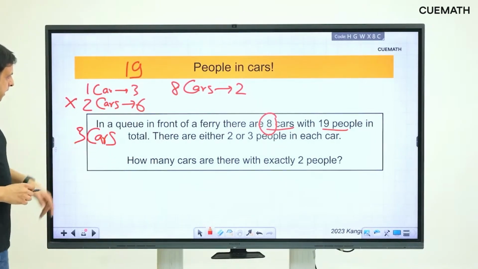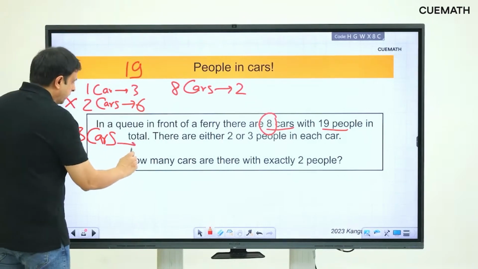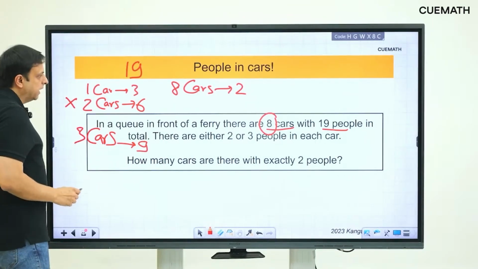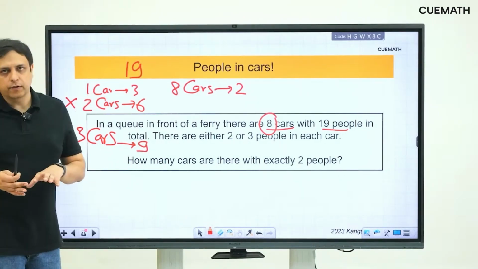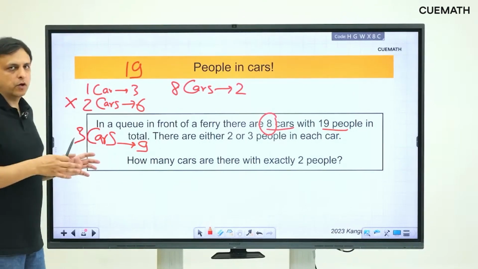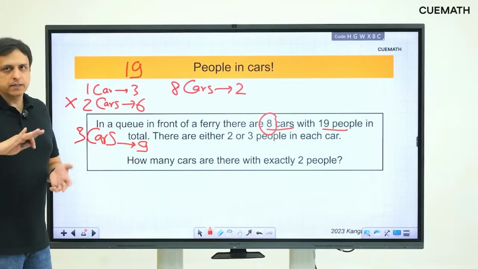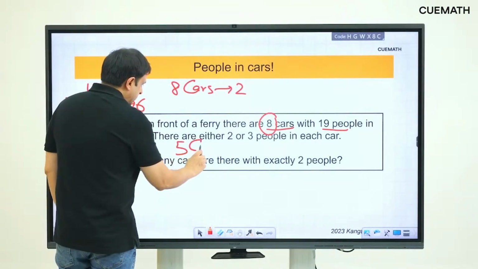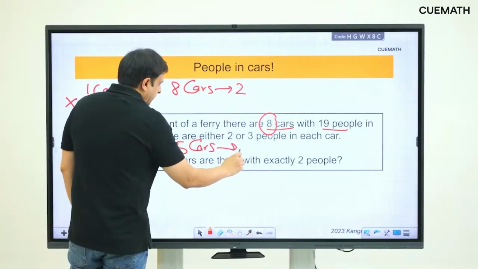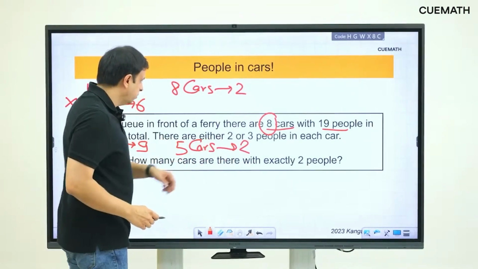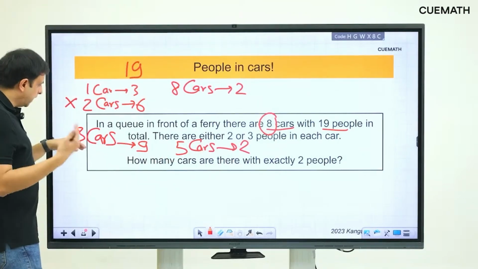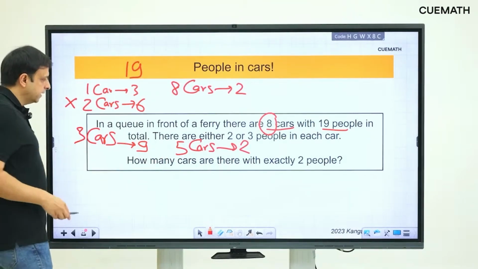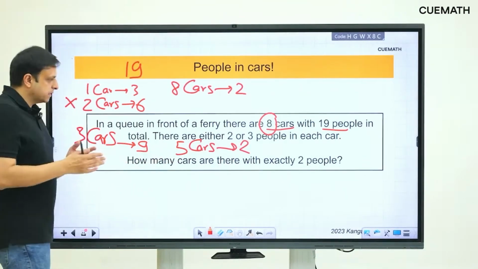So if we had 3 cars with 3 people each, then you would have 9 people in these 3 cars, and then you would have 10 people left over, and those 10 people could be accommodated in 5 cars at 2 people per car. So 5 cars with 2 people each, so that would be 5 into 2 or 10, and then 3 cars with 3 people each. So 3 into 3 is 9, and 5 into 2 is 10. So 9 plus 10 is 19.